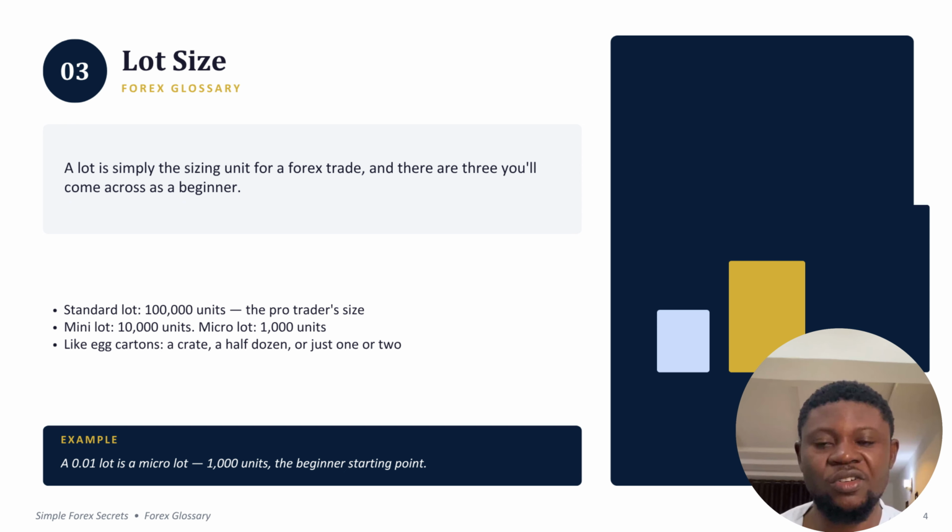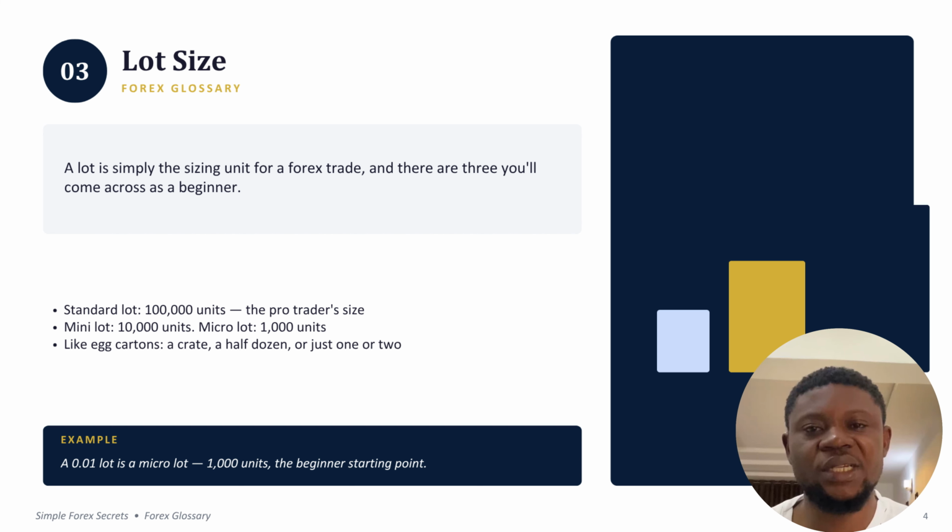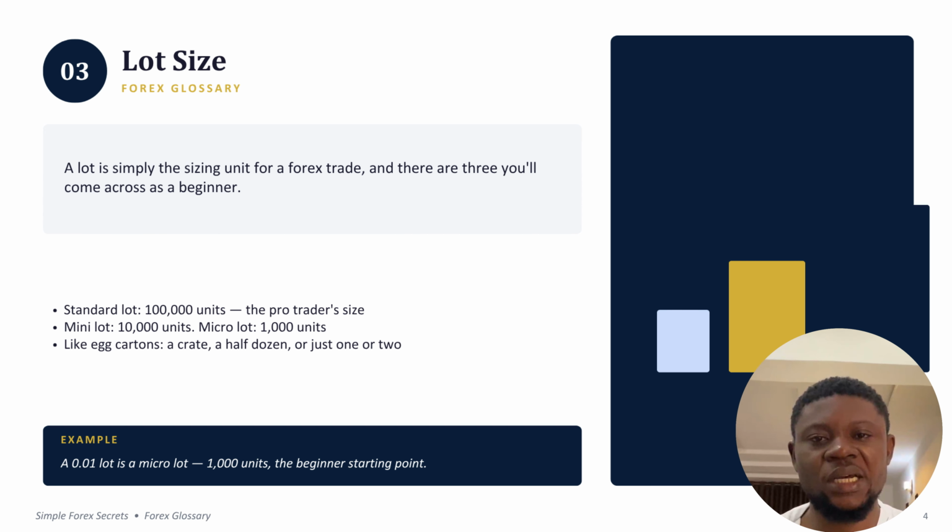Number 3 is lot size. A lot is the unit of measurement for a trade in Forex. There are 3 sizes you need to know. The standard lot. This is 100,000 units of currency and is mostly used by professional traders. Then we have mini lot. This is 10,000 units and is more accessible. And then we have micro lot, which is 1,000 units and is perfect for beginners on demo and even on small accounts.